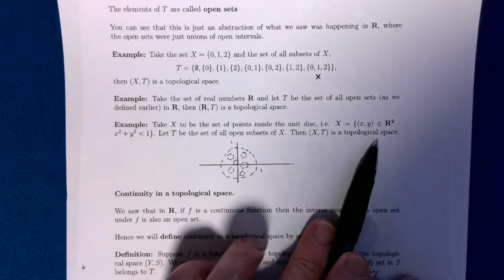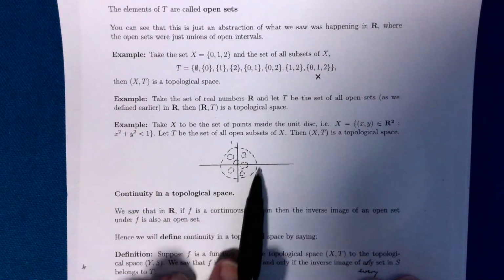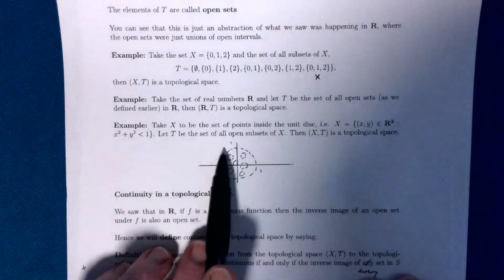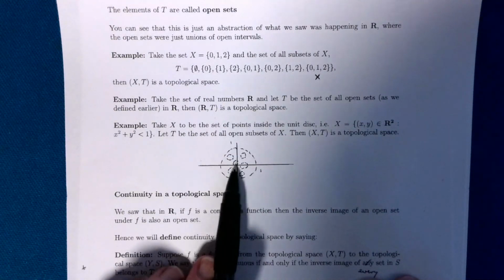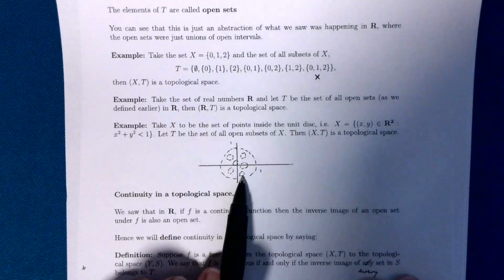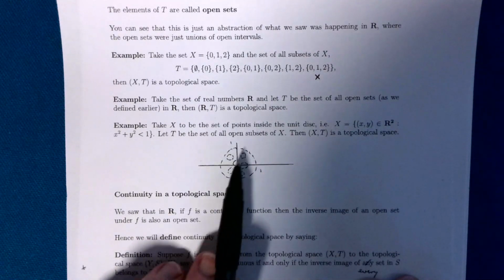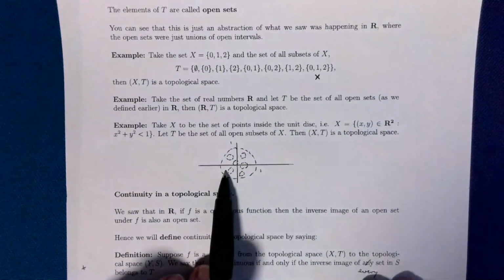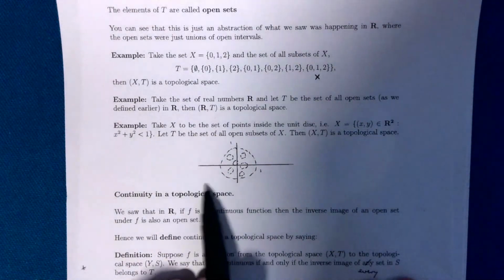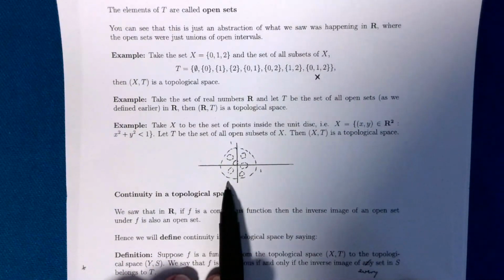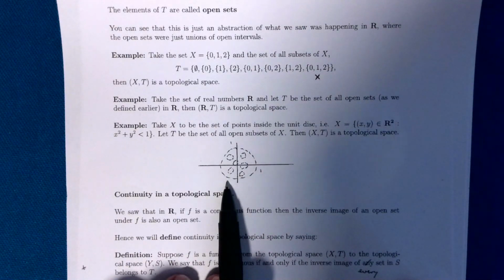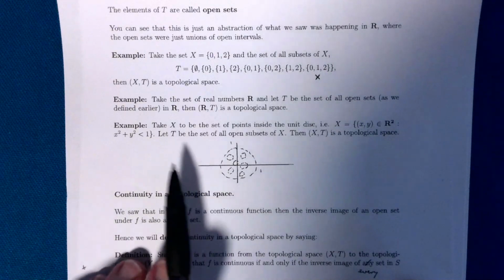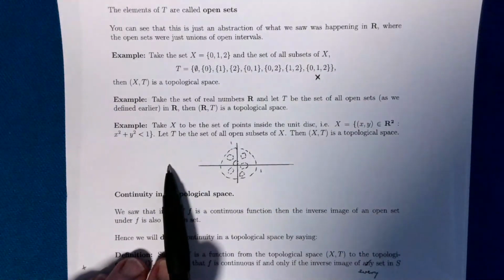Because again, the whole set is there. That's an open set. The empty set is there, you just take nothing. The union of open sets is open, and the intersection of a finite number of open sets is open. So this also gives me a topological space. Now in the next recording we're going to define what we mean by continuity in a topological space. And we'll see some more examples of this in the tutorial.